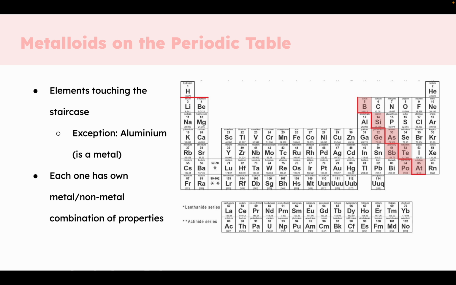Lastly are the metalloids. The metalloids are the elements touching the staircase, and the one exception is aluminum, since it's a metal. Each has their own metal and non-metal combination of properties.